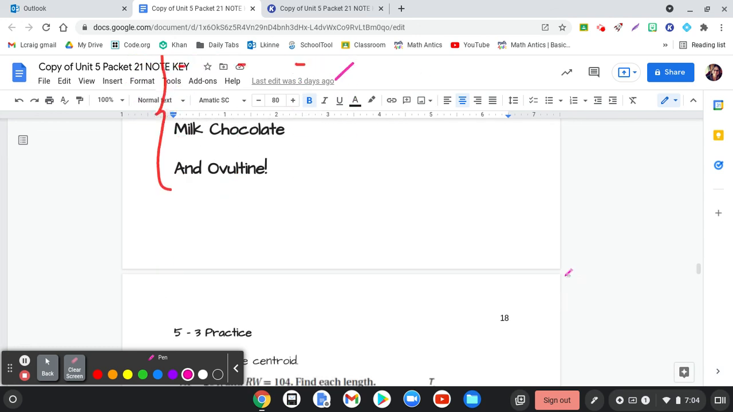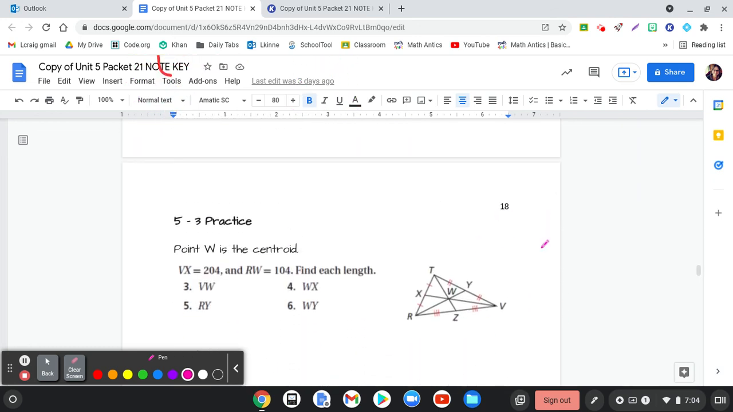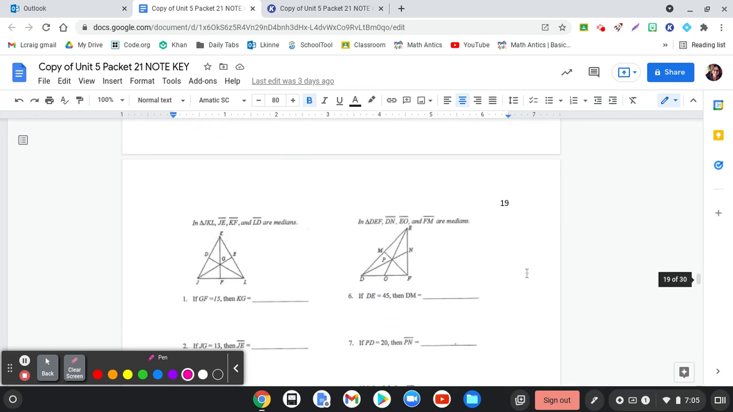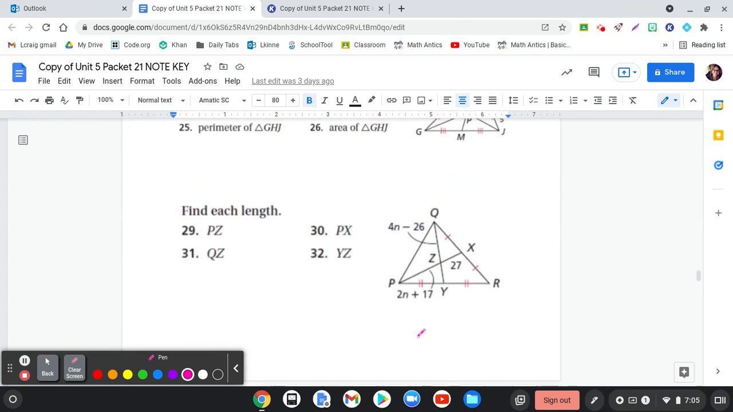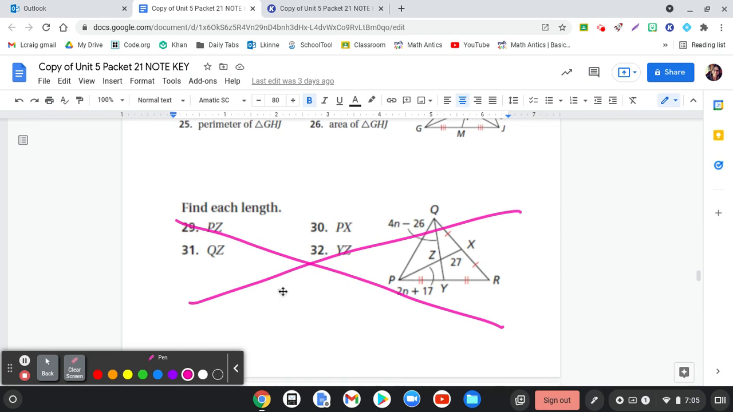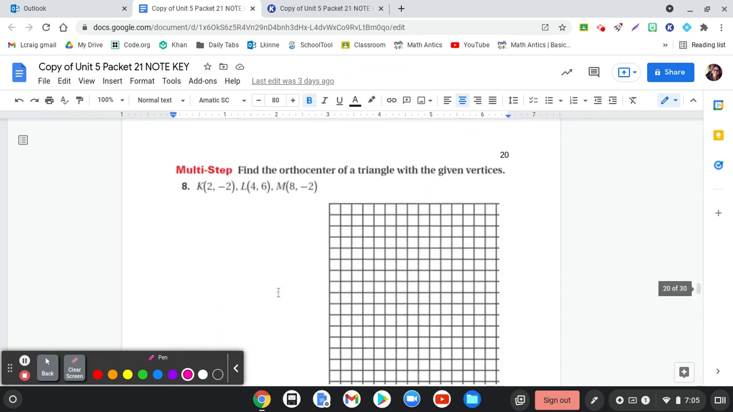So homework tonight is going to be page 18 and 19. I'm going to fix this a little bit. On page 18, you don't have to do the bottom. I did not give you enough information. And then on page 19, you're good to go there.